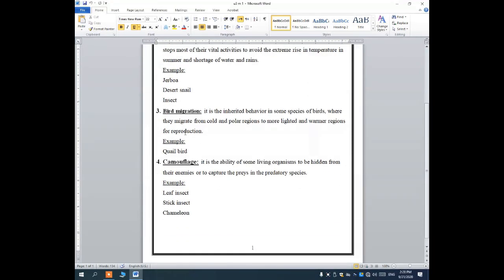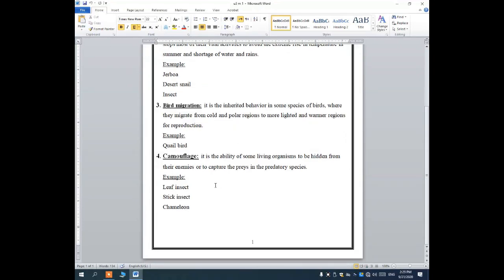We have again something called bird migration. What's meant by bird migration? It's an inherited behavior that comes from their parents in some species of birds, where they migrate from cold regions to warmer regions for reproduction. The birds always migrate from the cold regions to the warmer regions for reproduction, like the quail bird.